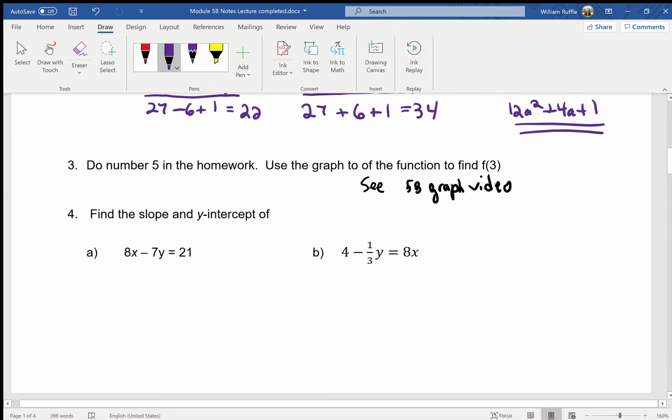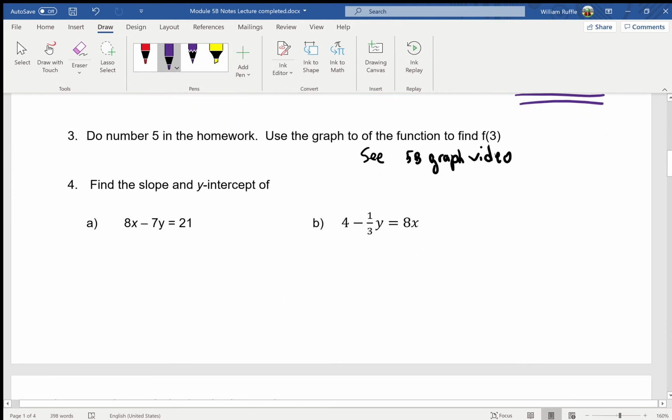Okay. This number 5 in the homework, I'm going to put in the 5B graph video, because I really want to show you in the program, and I can't do that right at the moment, but I will show it to you there.